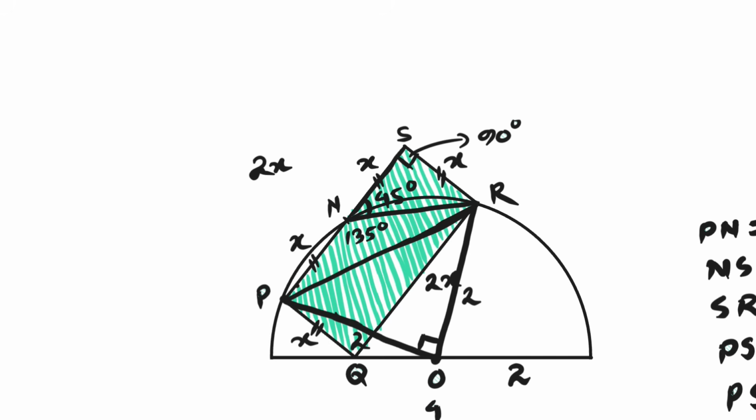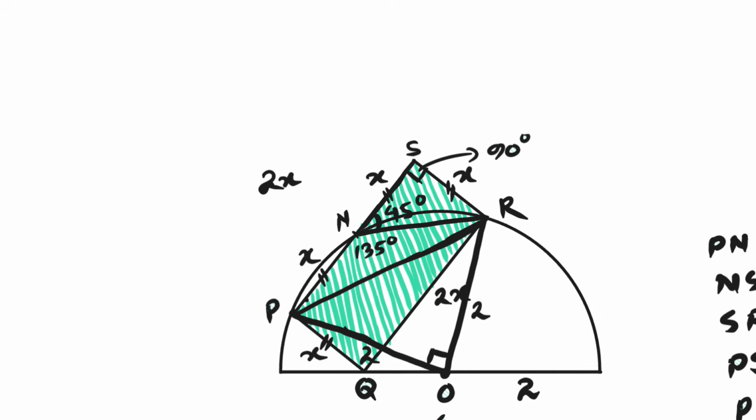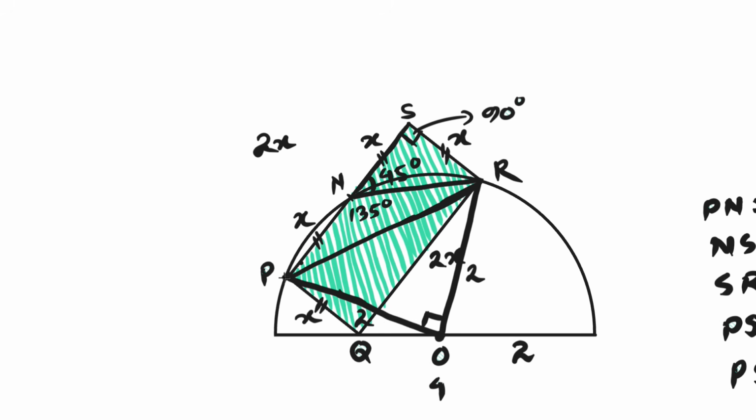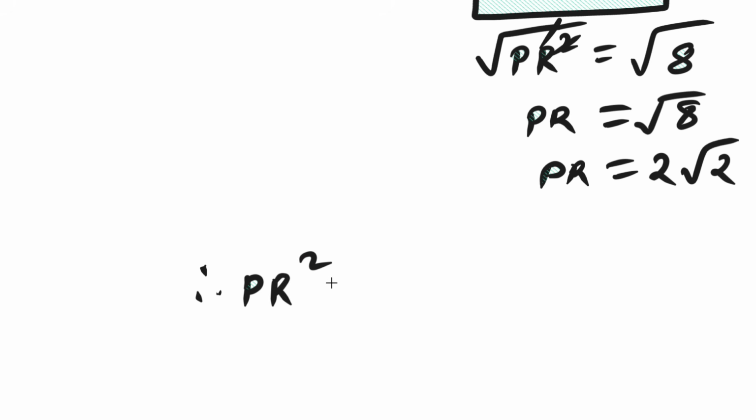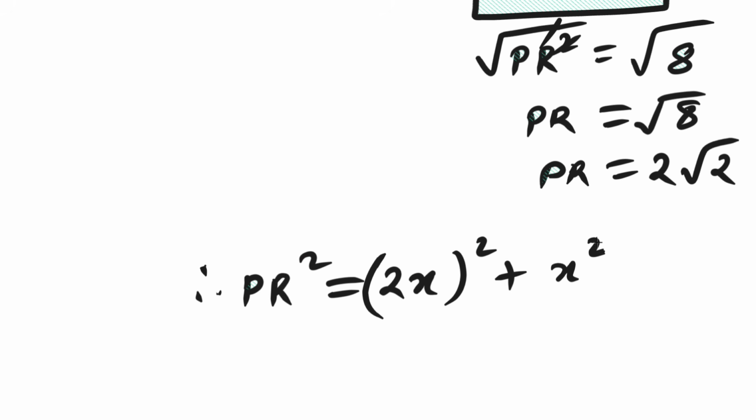Now, let's connect this result back to the rectangle. P and R are opposite vertices of the rectangle, so PR is the diagonal of the rectangle. We already determined the 2 side lengths of the rectangle. One side is PS, which equals 2x, and the other side is SR, which equals x. Therefore, if we apply the Pythagorean theorem to the rectangle, the diagonal squared must equal the square of the length plus the square of the width. So we have PR squared equals 2x whole squared plus x squared.